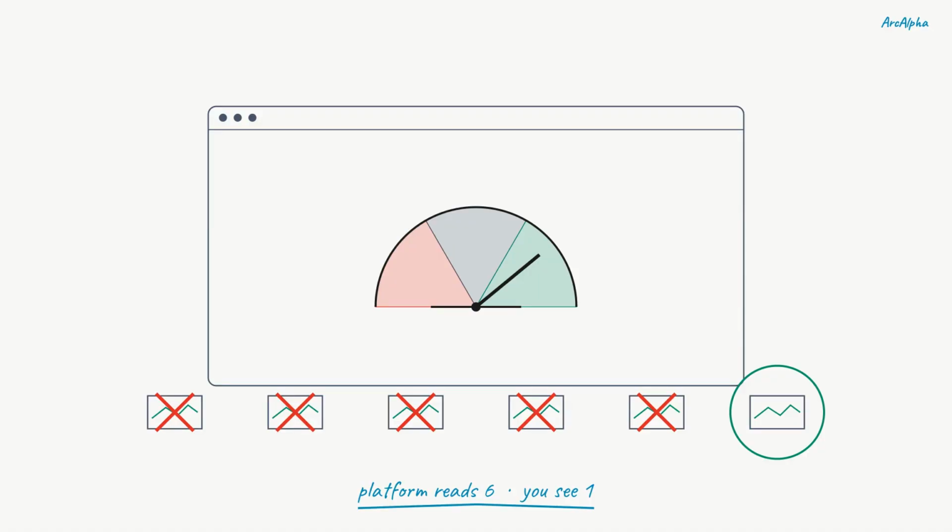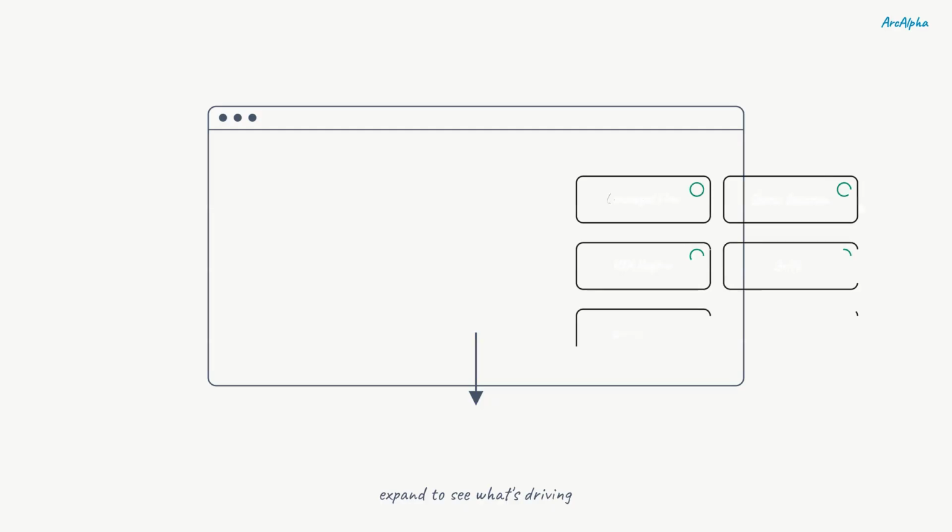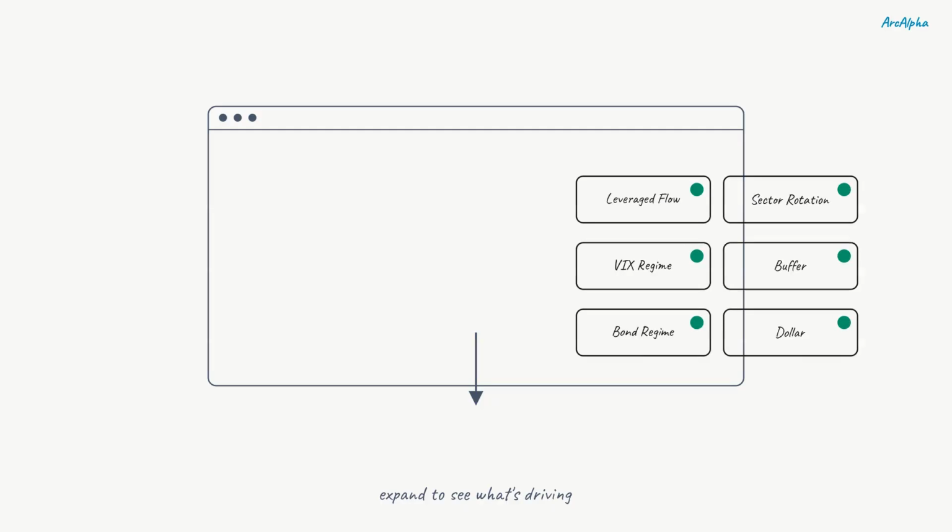You see the conclusion. But a single score can hide what's driving it, which is why the gauge expands. Below the composite, you see each of the 6 sub-indicators with its own reading. Let's walk through them. First pair both read where money is flowing within equities.